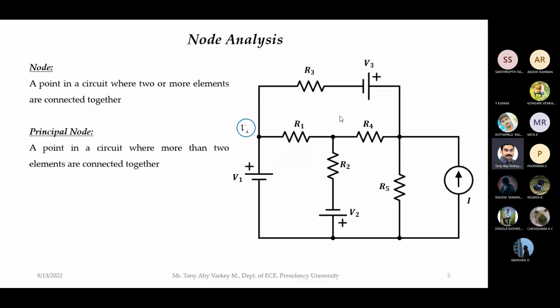Elements R3, R1, and V1 are connected. So this is a node, and this is a node, right? So this also I am marking. Okay, V2 I am marking, and now this one is also a node, correct? This point is also a node. Now, can you tell me which are the remaining nodes?